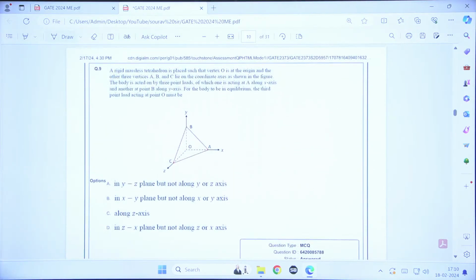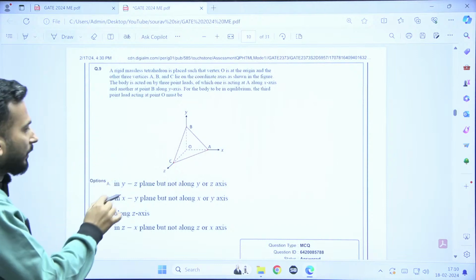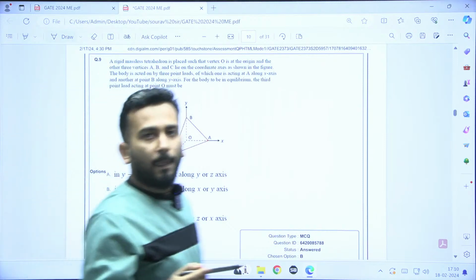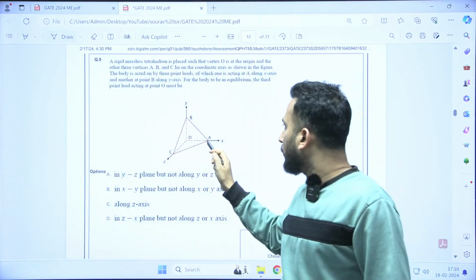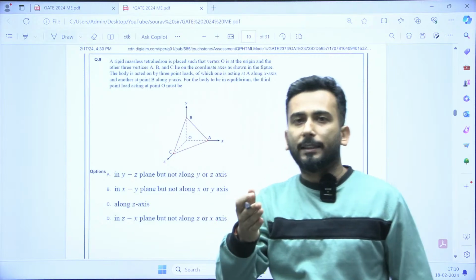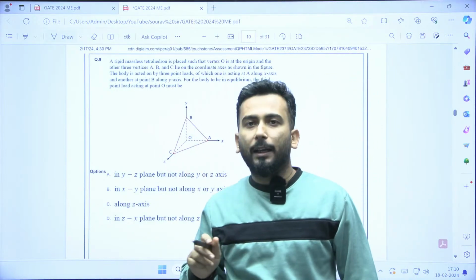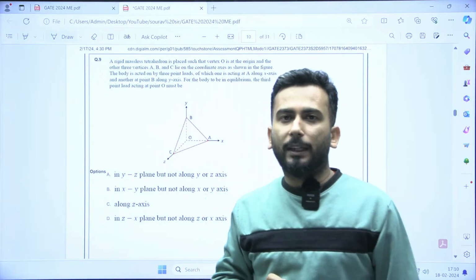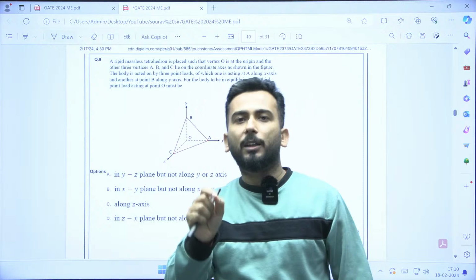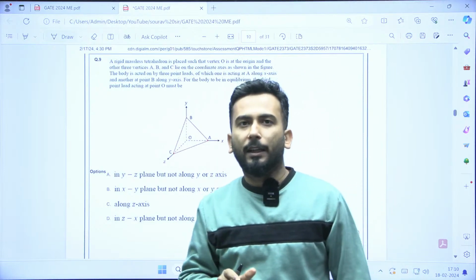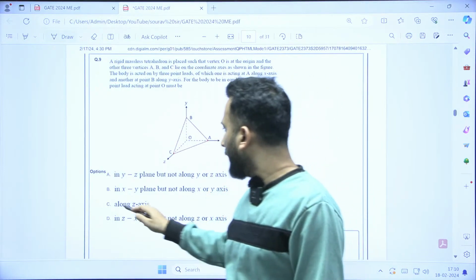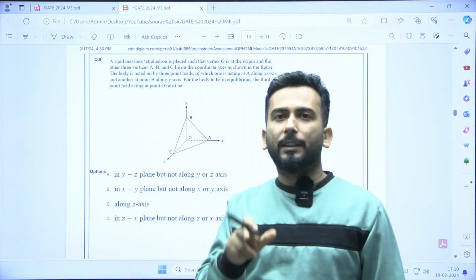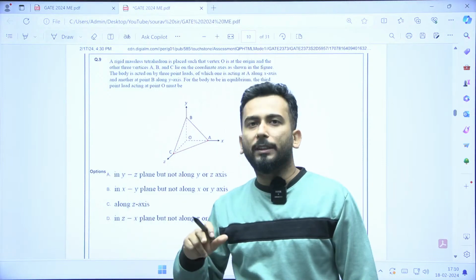Yes, I'll explain the question, what it is saying. It's a tetrahedron. In a tetrahedron, 4 vertices are there. One vertex is kept at the origin, and at 2 vertices, 2 point loads are applied. Now for equilibrium, where the third point load should be kept, that is the question. So generally the confusion has been between whether it should be C or B. That means whether the third force should be on the Z axis or along the XY plane.